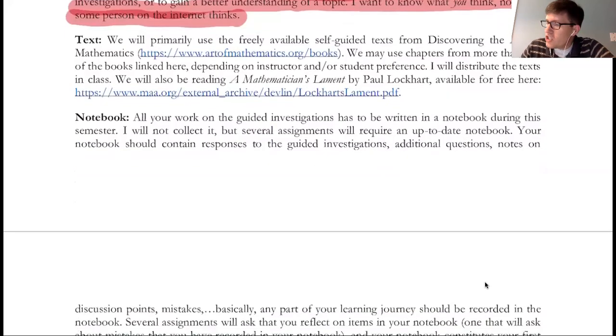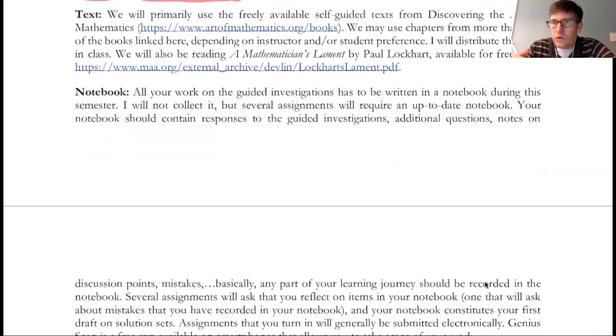Okay, so you need to have a notebook for this class, and that's where you will record all your work on the investigations and anything else. I'm not going to collect it, but you need to keep it up to date. So your notebook should contain responses to all the questions that we're working on in class. It should contain additional questions that you have, notes on discussion points, mistakes, right? This is a big one, right?